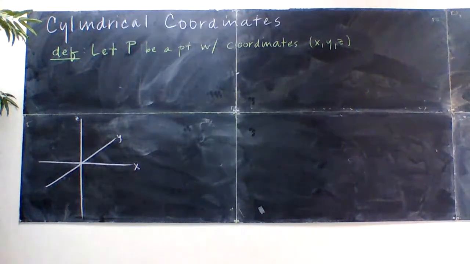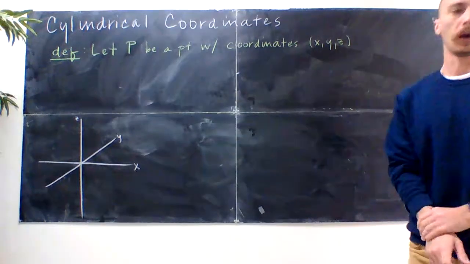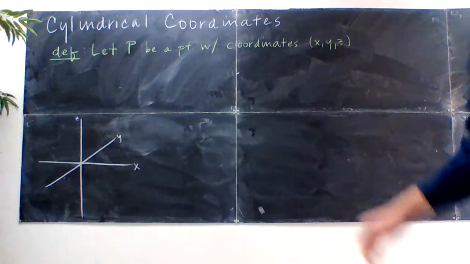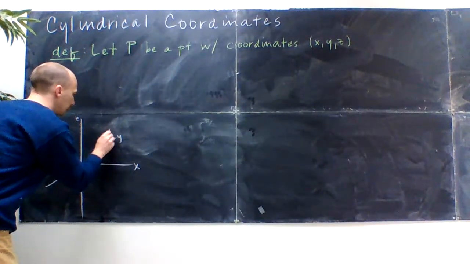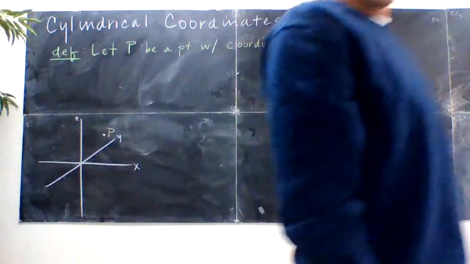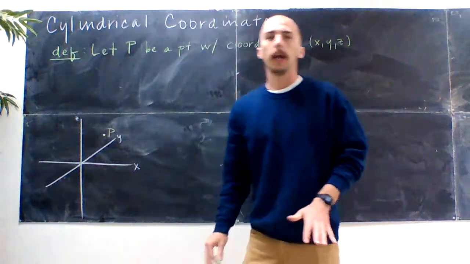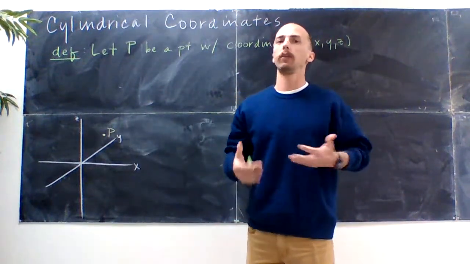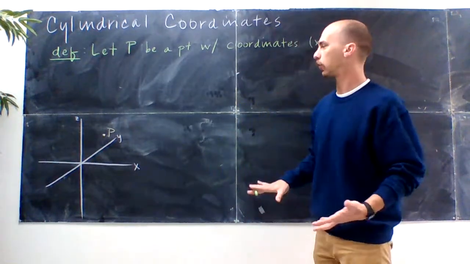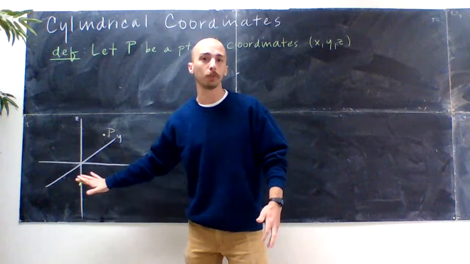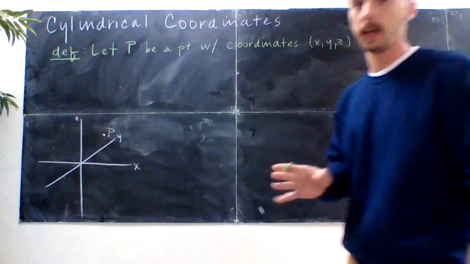So I'm going to start with the definition of our cylindrical coordinates. Let P be a point with coordinates x, y, and z. This is going to be point P. All right. So we're going to use r and theta again. And r and theta are going to be pretty much exactly like they were before, except that r is not actually going to be the distance from the origin. It's going to be the r, theta in the sense of in the xy plane. So r, theta is the projection of P onto the xy plane.